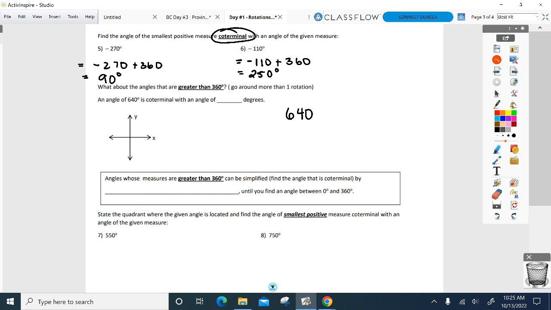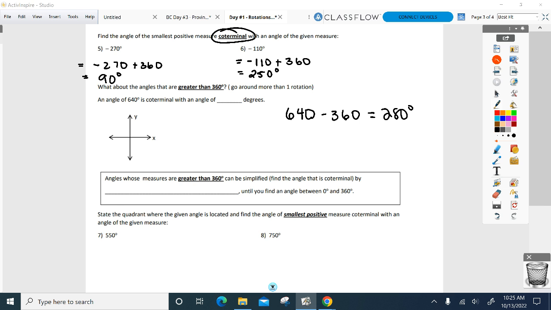How can I make 640 smaller? Subtract 360. Keep going all the way around again. So if I subtract 360 from 640, what do I get here? 280. They are the exact same angles. Now see how that goes quicker?